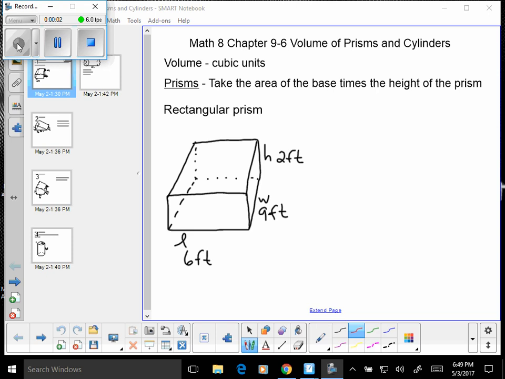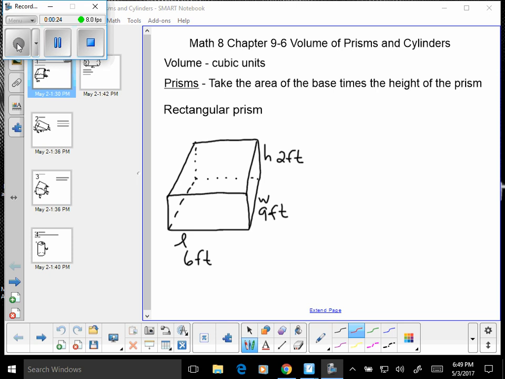Hello, 8th graders. This is Chapter 9-6, Volume of Prisms and Cylinders. We are going to be doing 3 different kinds of prisms. Just like with surface area, we are going to do rectangular, triangular, and trapezoidal. And then we're also going to do cylinders.